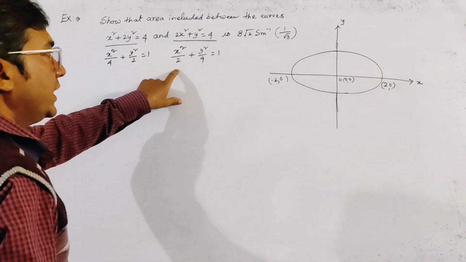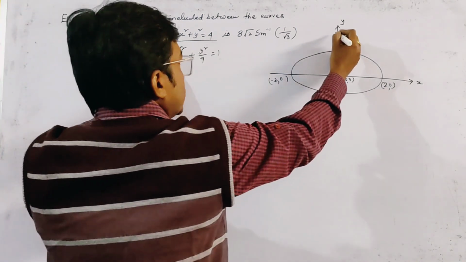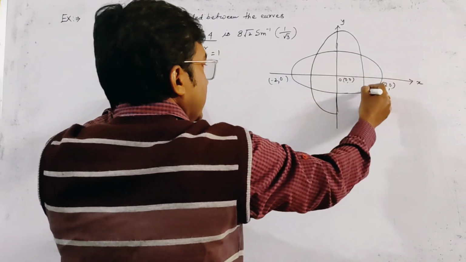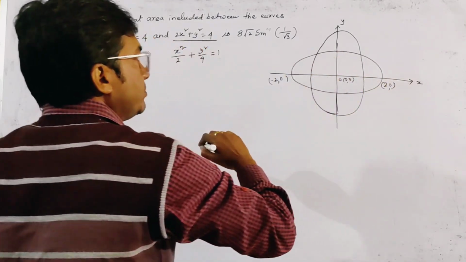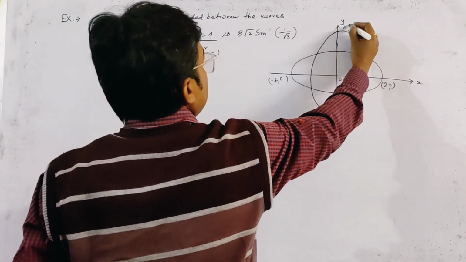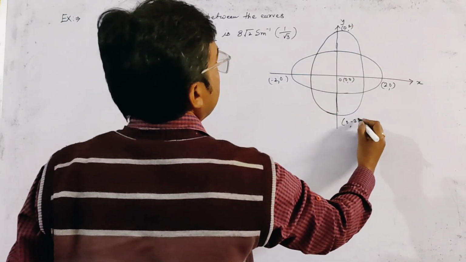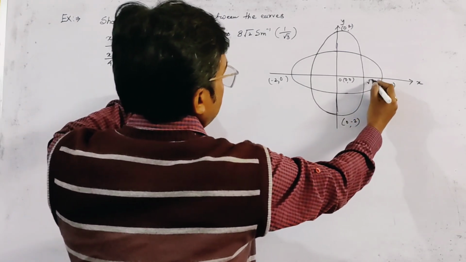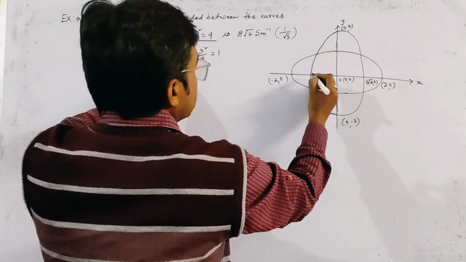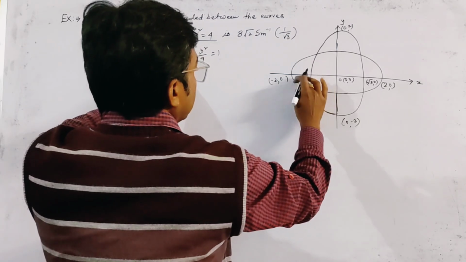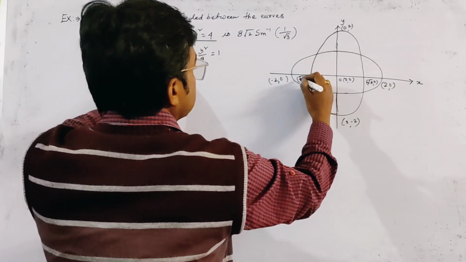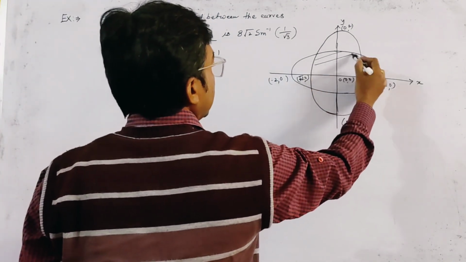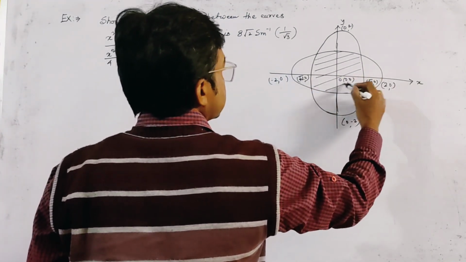For the second curve, it looks like this. This is also an ellipse, and this point is (0, 2) and this is (0, minus 2). Clearly this point is (root 2, 0) and this is also (minus root 2, 0). We have to find the included area of the two curves.